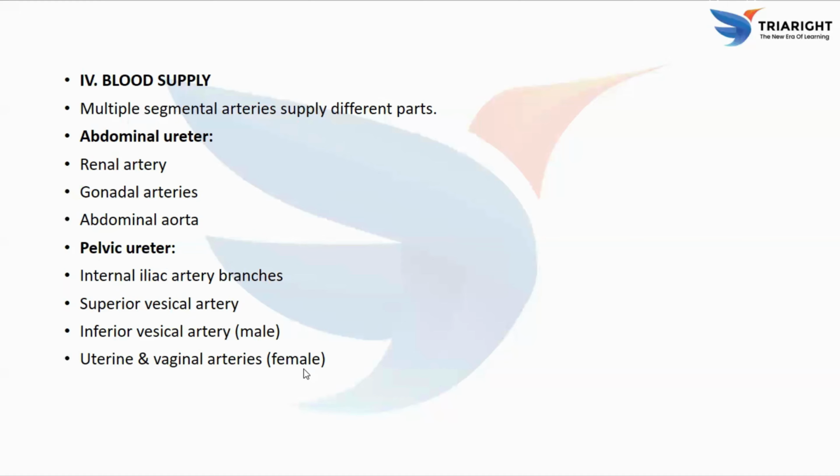And the fourth are the uterine and vaginal arteries, present in females. The uterine artery crosses over the ureter and gives important branches to the lower pelvic ureter. The vaginal artery also contributes small branches. So this is how blood supply is done to the ureter. Why is blood supply clinically important? Because it helps in ureteric surgery, in avoiding ureteric injury during hysterectomy, and it also has a major role in kidney transplant. So this is about the ureter structure.